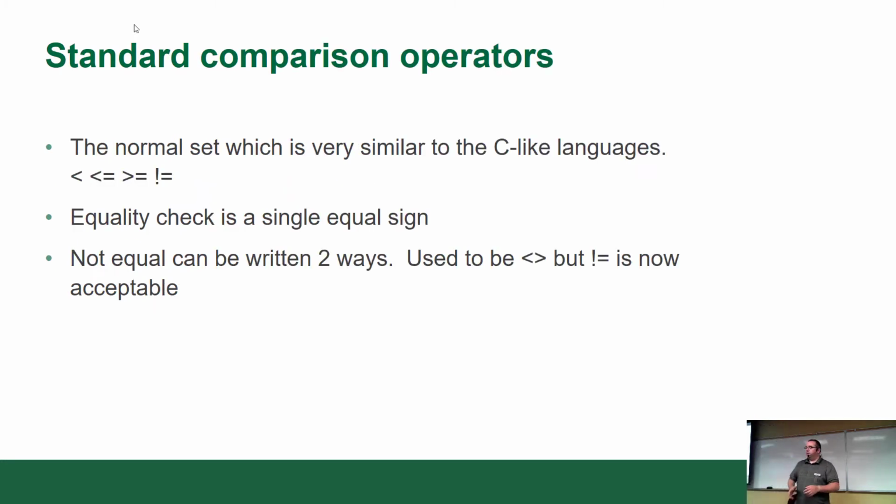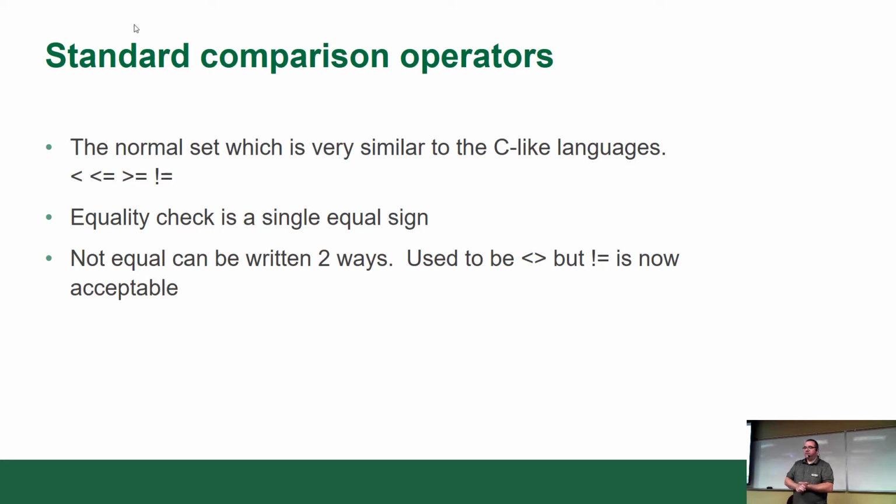Now, we have the standard comparison operators. The normal set, which you guys are used to seeing, less than or equal, greater than or equal. There's also greater than, which I seem to be missing in my slide. Not equal, which is now accepted. The not equal from the C-like languages is finally accepted in most database servers. Postgres just got it one version ago. Up till then, we used to have to use the diamond operator. And it's still perfectly acceptable.